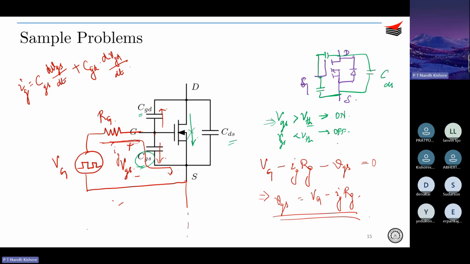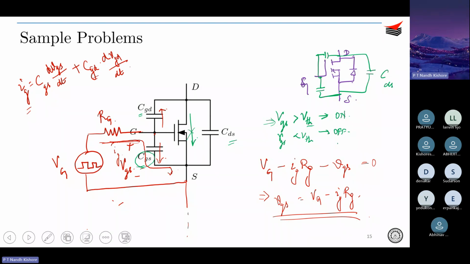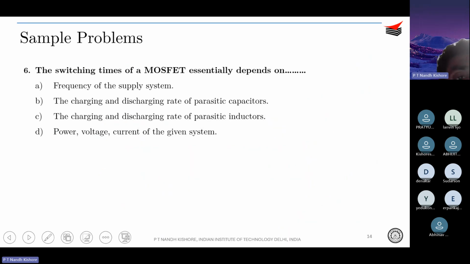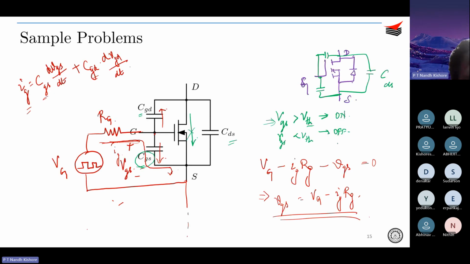So you can understand that this gate current is dependent on how fast you change this VGS, right? So IG is dependent on dVGS by dt. And where is this VGS appearing? This is appearing across this CGS capacitor, right? And of course, you have the CGD capacitor. So as far as that question was concerned, the switching times of a MOSFET, or the turn on and turn off times of a MOSFET, essentially depend on how fast the CGS and CGD are getting charged and discharged. Okay.